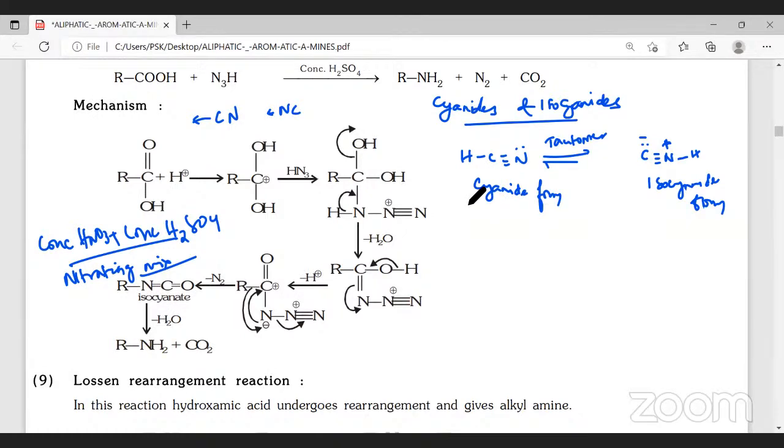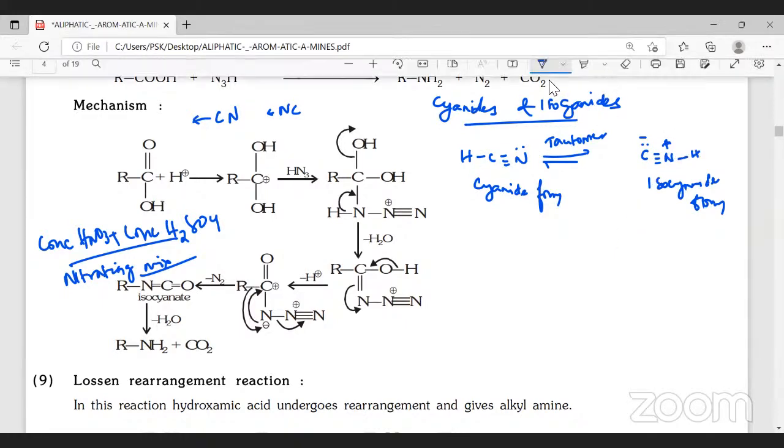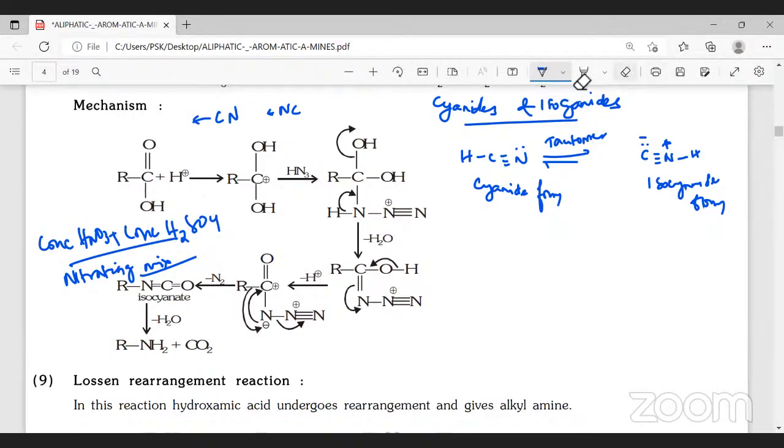Now, how do you prepare cyanides and isocyanides? There are a number of methods of preparation and also chemical properties. So many chemical properties we have to learn. We will rush through. Did you understand what is cyanide and isocyanide? In cyanide, carbon is the donor atom. In isocyanide, nitrogen is the donor atom. CN is called cyanides. NC is called isocyanides.